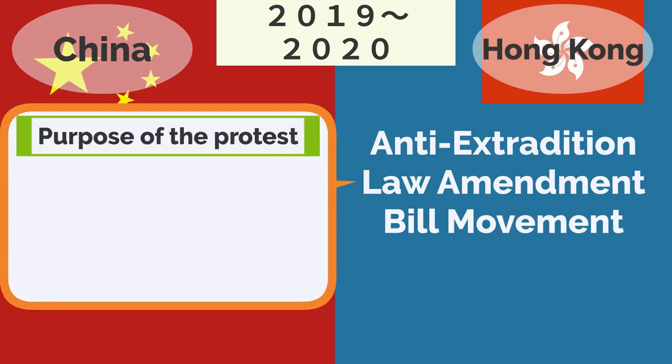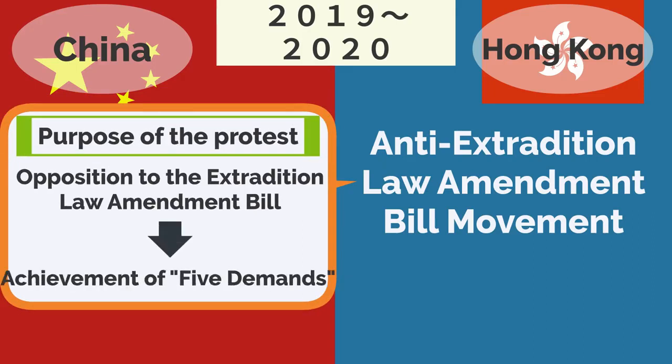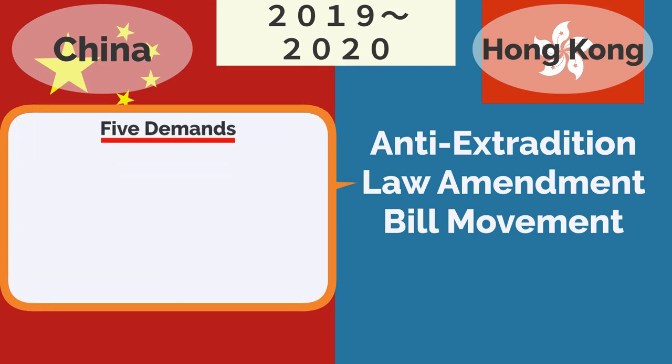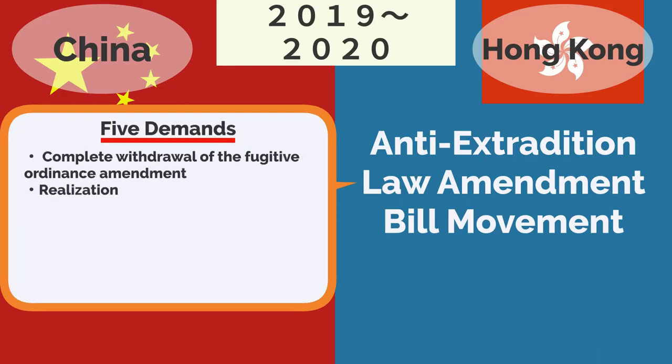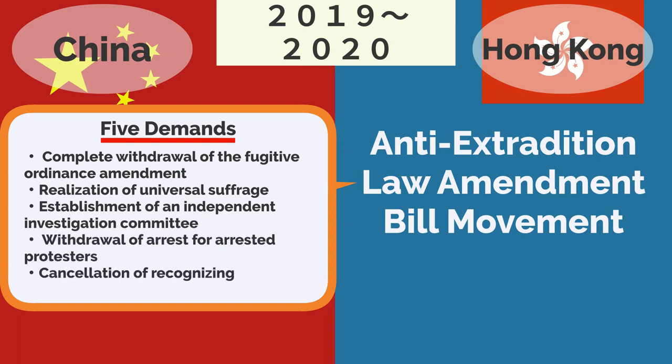Originally, the protest activity was aimed at opposition to the revised fugitive offenders bill, but from around June 2019, it became a protest activity aimed at achieving the five demands. What are the five demands? Complete withdrawal of the Fugitive Ordinance Amendment. Realization of universal suffrage. Establishment of an independent investigation committee. Withdrawal of arrest for arrested protesters. Cancellation of recognizing the democratization demonstration as a riot.